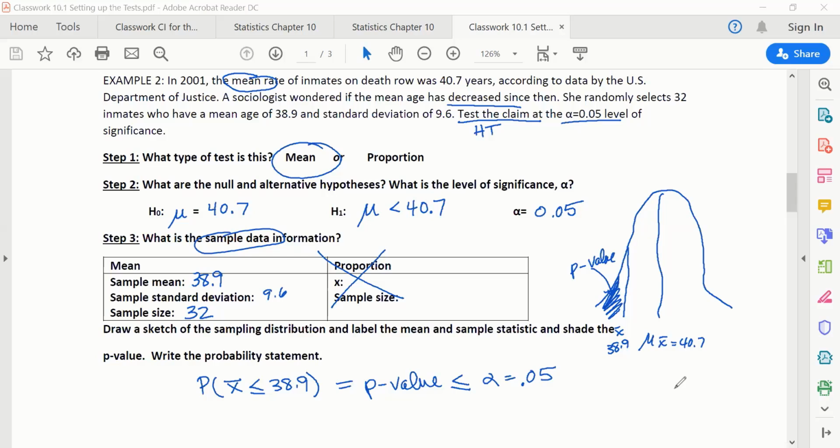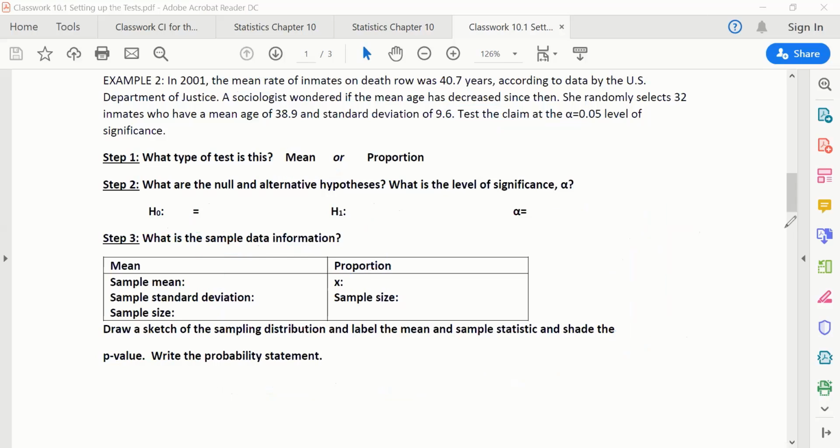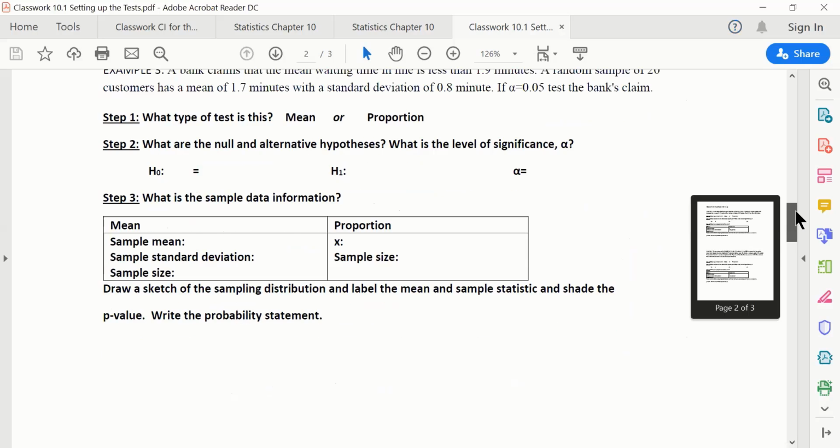Any questions on this? Nothing? Okay. I will take a picture. We'll go on to number 3.